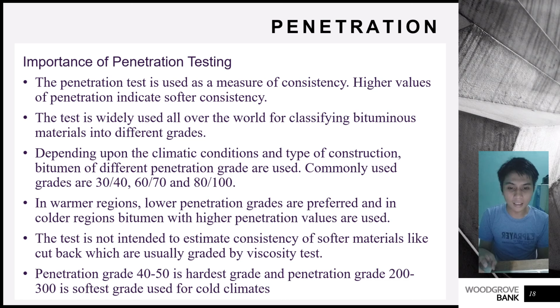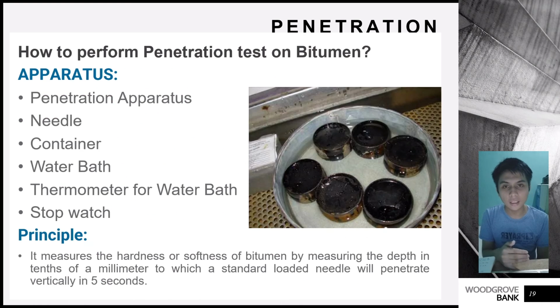The test is not intended to estimate the consistency of softer materials like cutback, which are usually graded by viscosity test. So when we talk about the consistency of softer materials, it does not imply penetration testing; it implies the viscosity test. Penetration grade 40-50 is the hardest grade, and penetration grade 200-300 is the softest grade, used for cold climates.